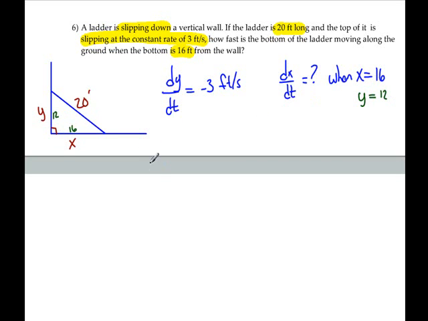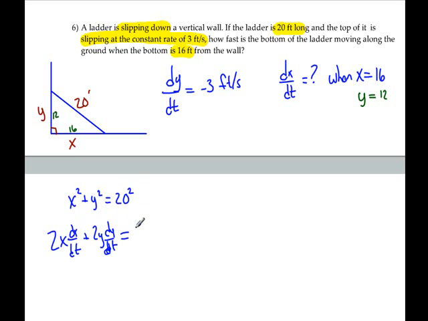So let's go ahead and use a function that relates x and y. The obvious one to me anyway is Pythagoras. So x squared plus y squared would equal 20 squared. Let's derive both sides. 2x dx dt, plus 2y dy dt, because we're doing this with respect to t. That's why we derive the x and the y in this fashion.